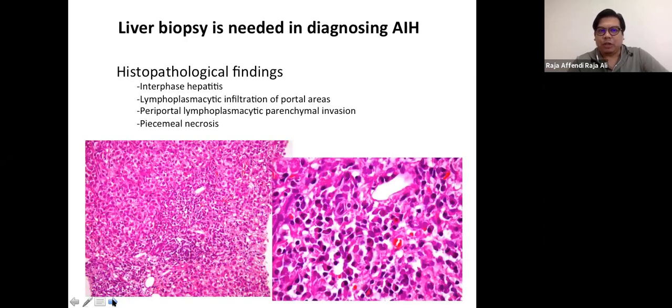These are the typical histological findings of interface hepatitis plus dense lymphoplasmacytic infiltration, portal and parenchymal invasion, plus emperipolesis and necrosis in a patient with AIH.